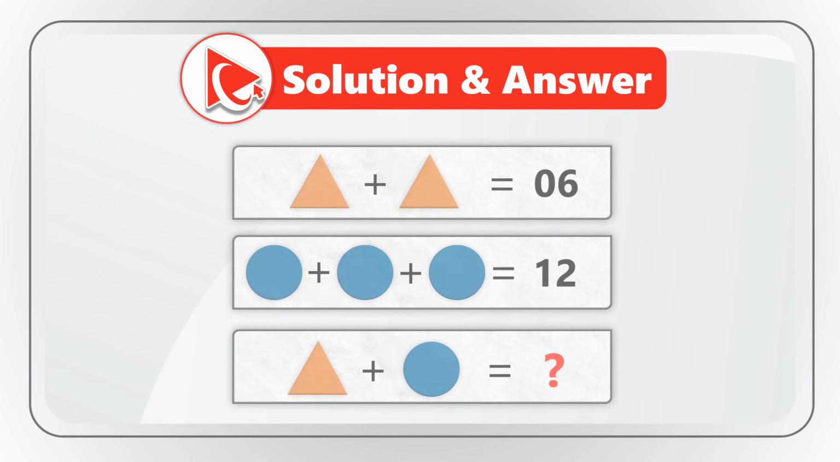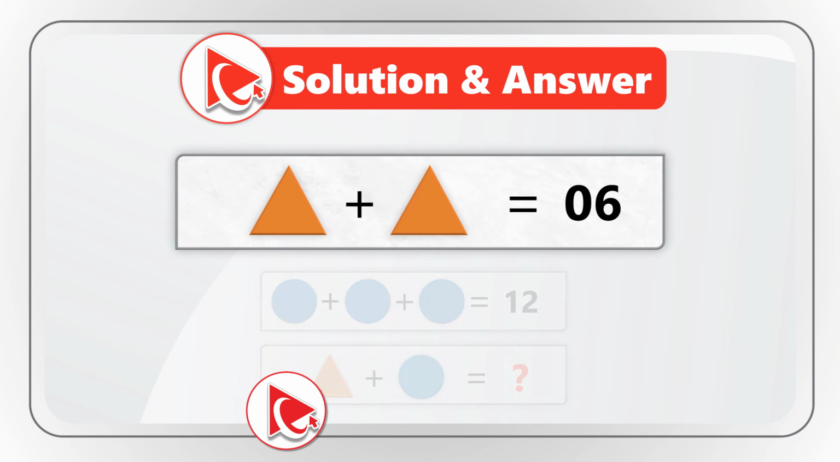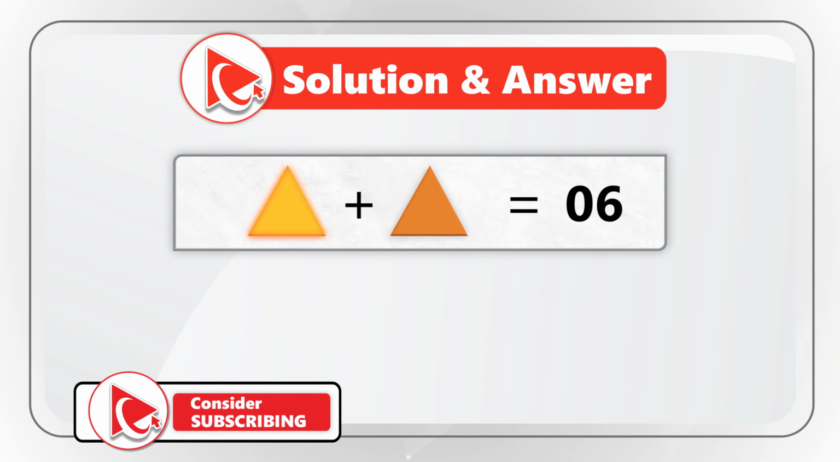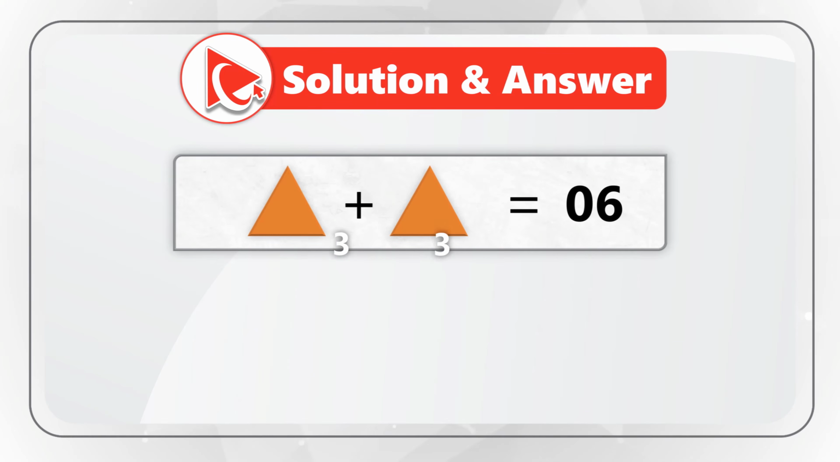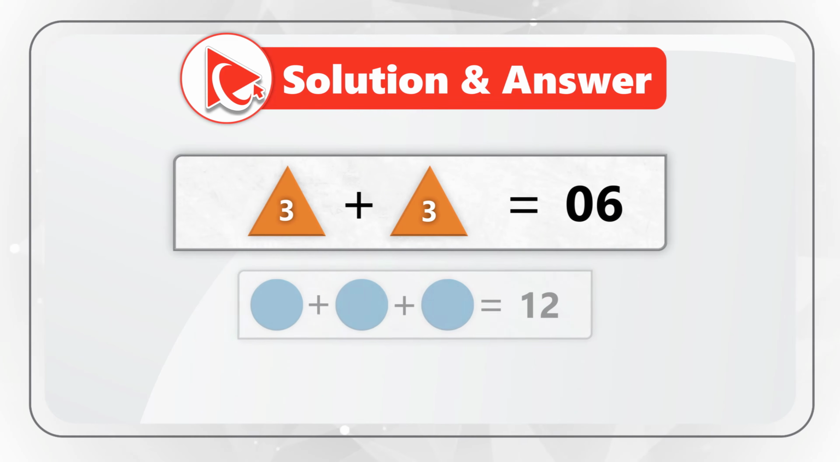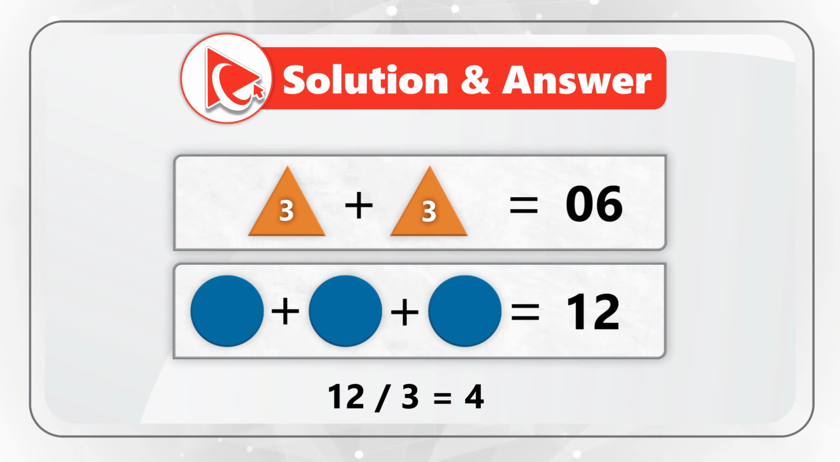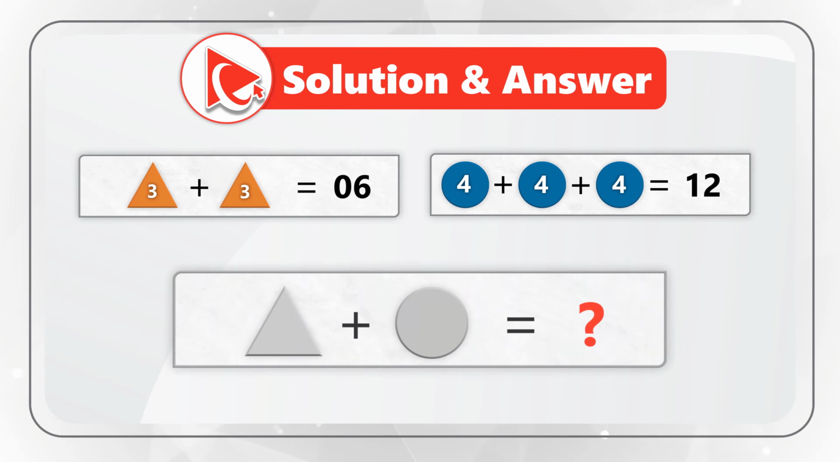I mentioned abstract reasoning concepts because you need to associate each shape with the number. For example, in the first expression, we have one triangle plus second triangle equals 6. Both triangles are the same, which means that the one triangle's number can be calculated and associated with number 3. We can do similar math with the circles. 3 circles equal 12, which means that one circle would be equal to 4. So triangle equals 3, circle equals 4, and triangle plus circle would be equal to 7. So the correct answer here is choice B, 7.